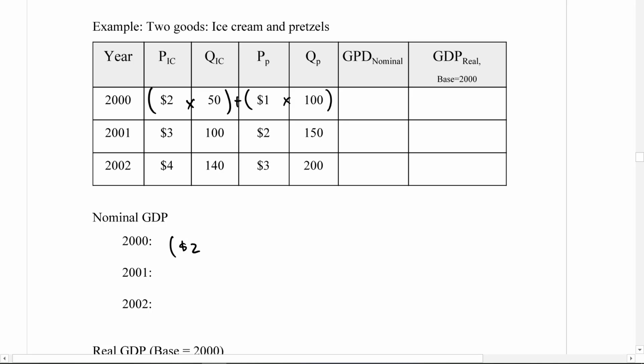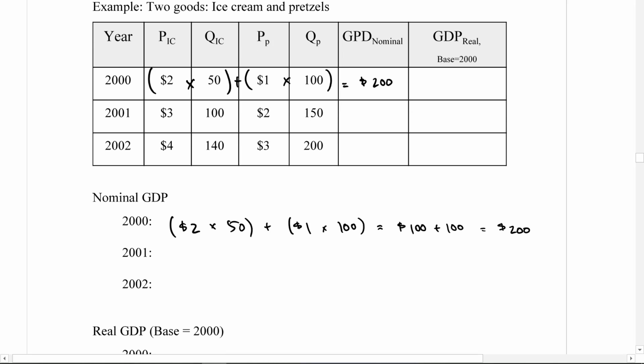And so we can do that down here as well. We spent $2 for 50 ice creams, plus $1 for 100 pretzels. Okay, and that's just equal to 100 plus 100 for 200. Okay, price times quantity plus price times quantity. And for nominal GDP, it's always the same. So again, let's do one more together, and I'll leave the last one for you to try. 3 times 100.